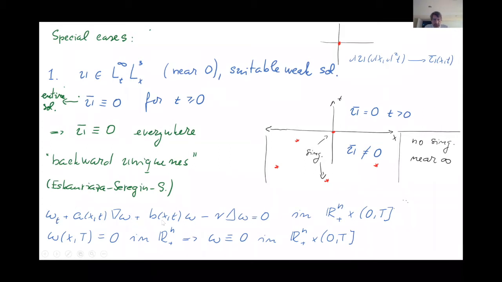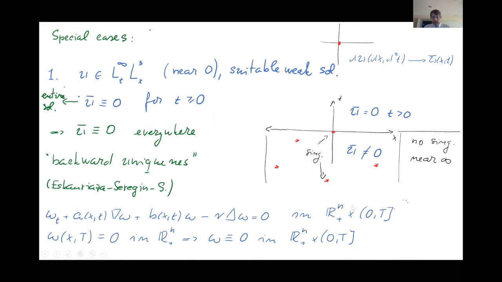So you have a linear equation like this here, and you have it in the half space, but you know that omega is bounded. So let's assume that omega is bounded, but you don't have any control over the boundary of the half space, so it can be any bounded function on the boundary of the half space. One can still show that the solution is zero.